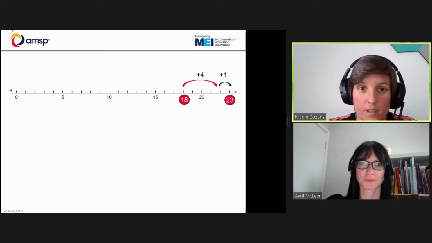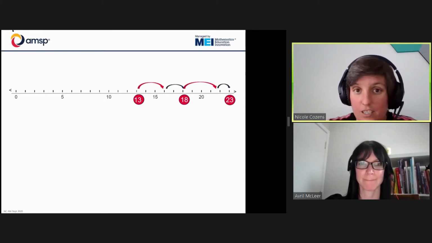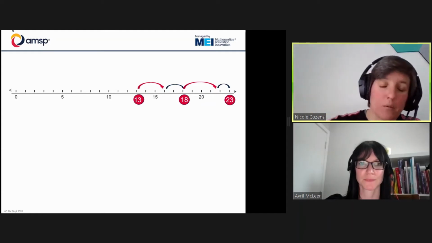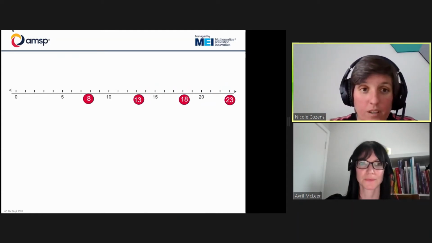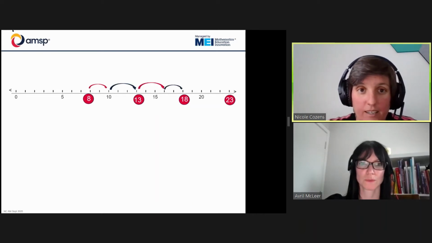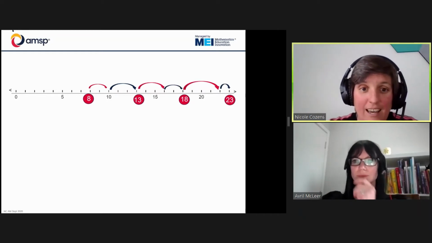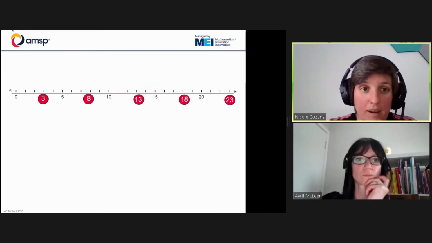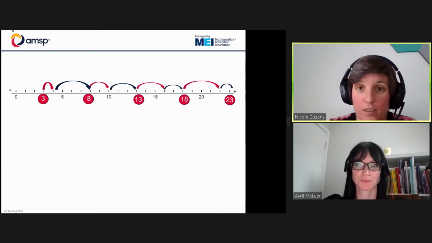So if we went back one step to 13, no matter what I added, Avril could then make it to 18, which then meant that she could get to 23. If we went back one step again, when she put me on 8, no matter what I added, she could get to 13, then 18, and then 23. So 3 as that first move meant that no matter what I then went, she went to 8, then 13, then 18, and then 23.